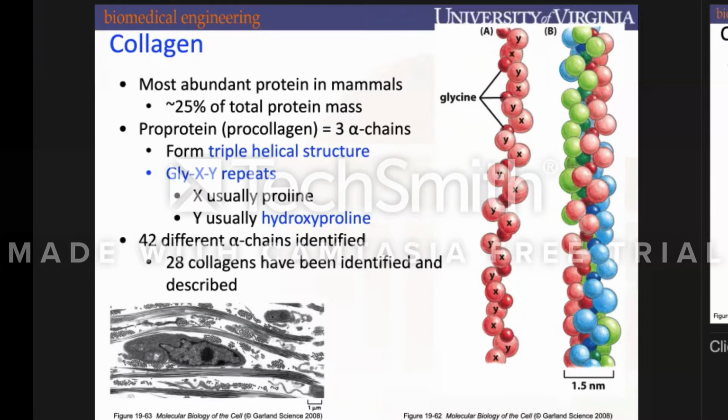I'm going to talk about that in the next slide, so hold that thought. What's also important to know is that there are 42 different alpha chains that have been identified, and to date, there are 28 different kinds of collagen that have been identified. We'll briefly touch on the different types of collagen, not for you to memorize, but rather just to appreciate that the different types of collagen exist, that they're located in different tissues, and that we can infer a few things about them.